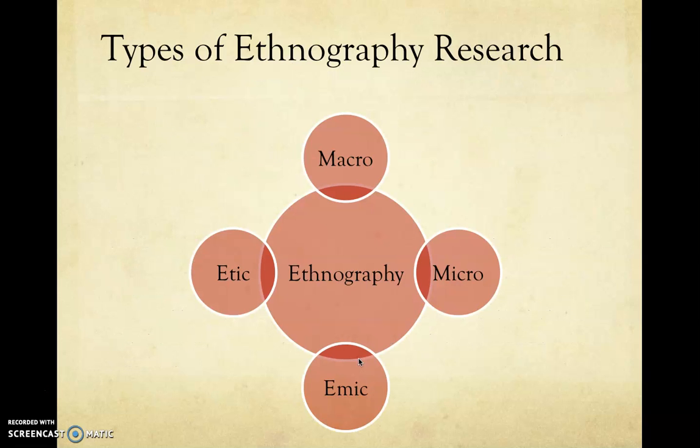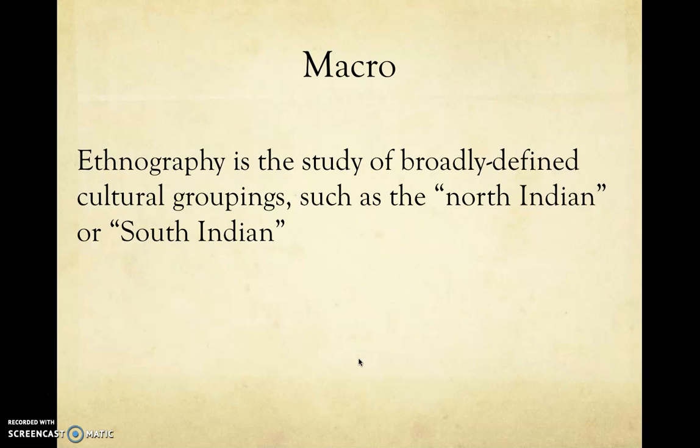There are various types of ethnography research, called macro ethnography, micro ethnography, emic ethnography, and etic ethnography. I will explain them here one by one. The first type is macro ethnography. It is the study of broadly defined culture.